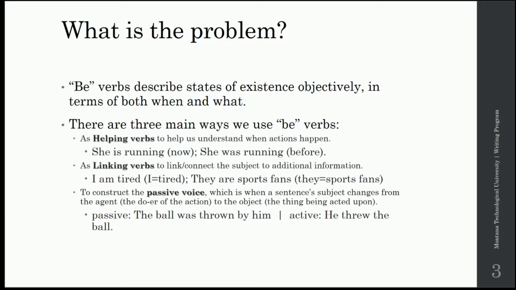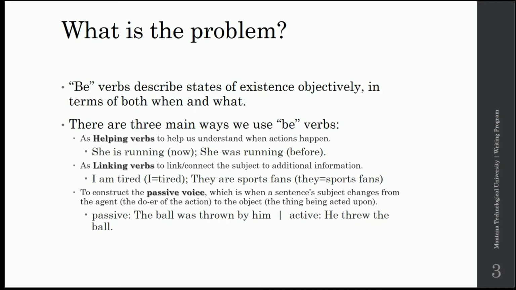We can link information. I am tired. I is linked to the word tired by the word am. So you understand that I have the feeling of tiredness. Or they are sports fans. And they're also integral in creating the passive voice. And we'll talk about active and passive voice in another lesson.